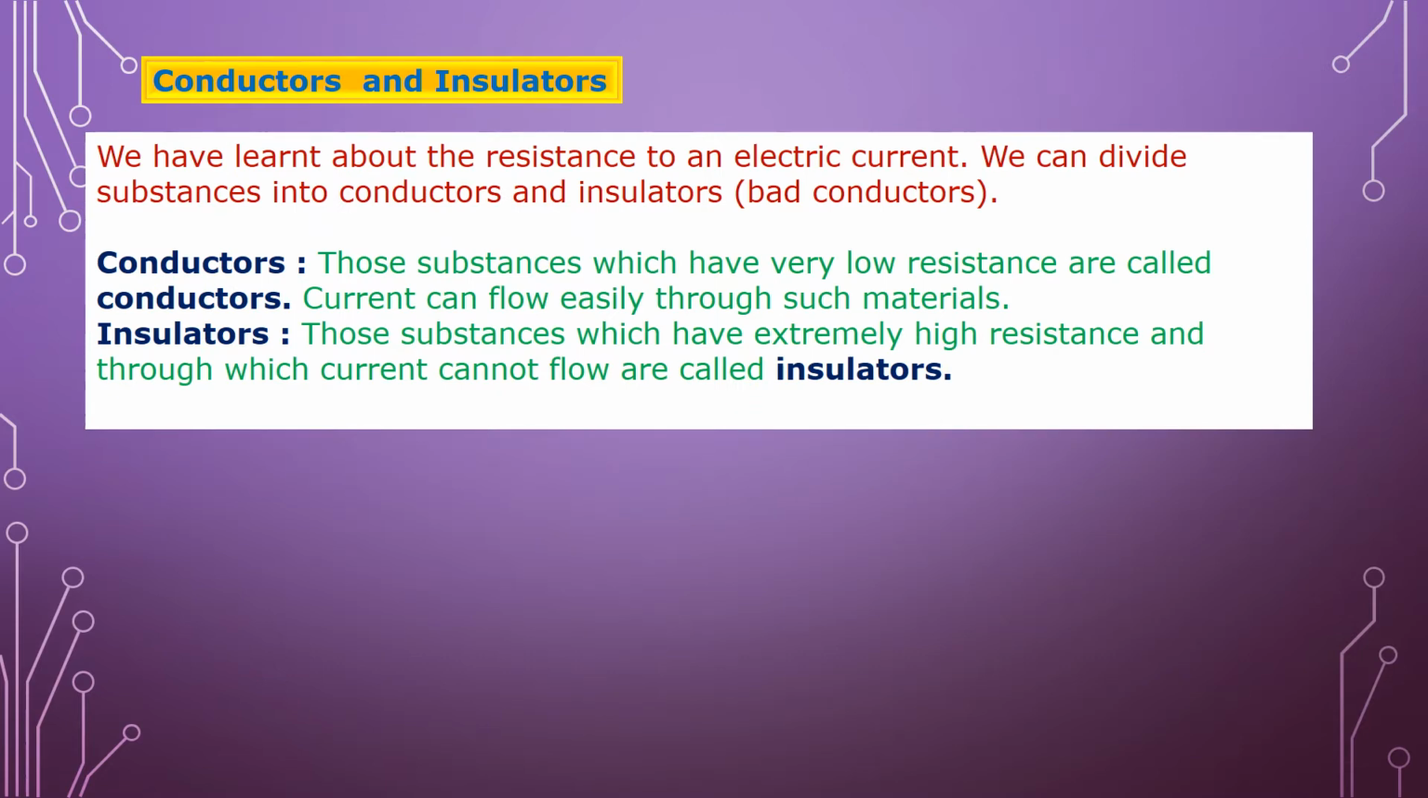Now let us see, children, conductors and insulators. So we have learned about the resistance to an electric current. So we can divide substances into conductors as well as insulators. Conductors are good conductors, whereas insulators are bad conductors of electricity. So what are called conductors? The substances which have very low resistance are called conductors, so current can flow easily through such materials. Now insulators: the substances which have extremely high resistance and through which current cannot flow are called insulators.